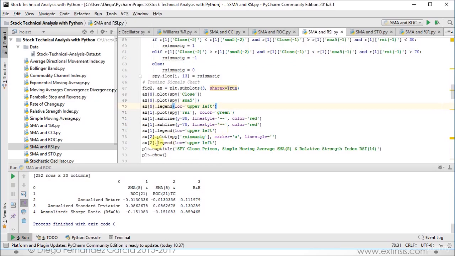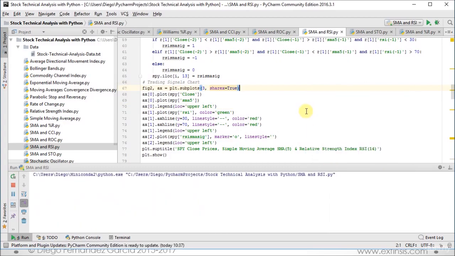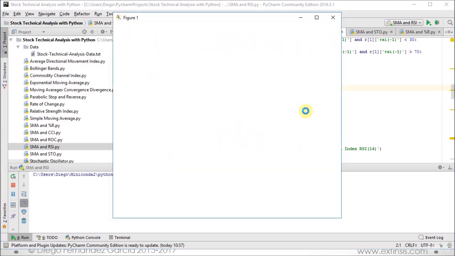And then we have the last chart, which is at position 2, and we're going to plot those signals. The marker is O or dots, line style blank, so there's no lines connecting the dots. The legend is located at the upper left. We add superior titles to all these subplots: SPY close prices, simple moving average SMA 5, and relative strength index RSI 14 days, and we show the chart. So let's proceed to run the code by clicking the right button on the mouse and scrolling down into run SMA and RSI. Excellent.